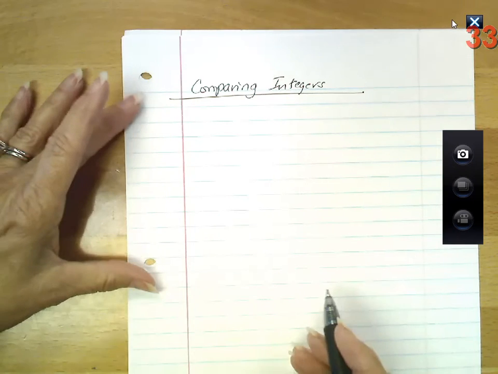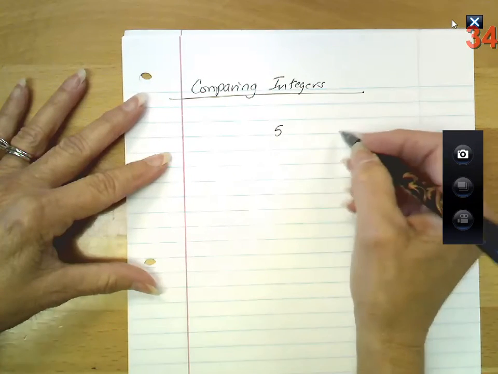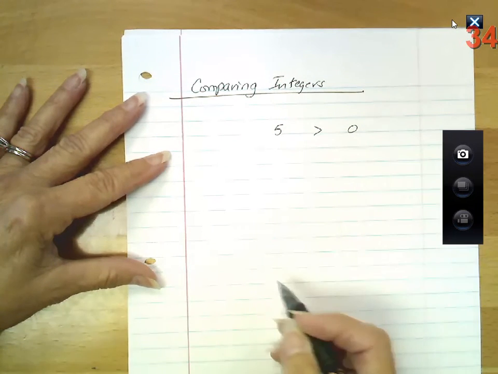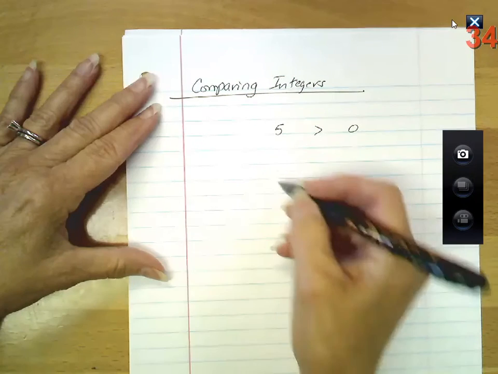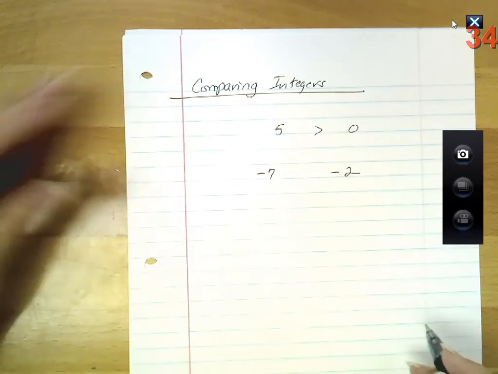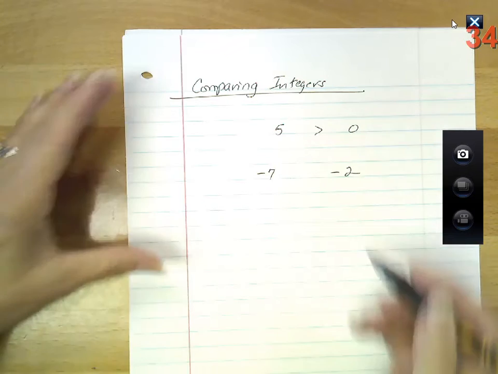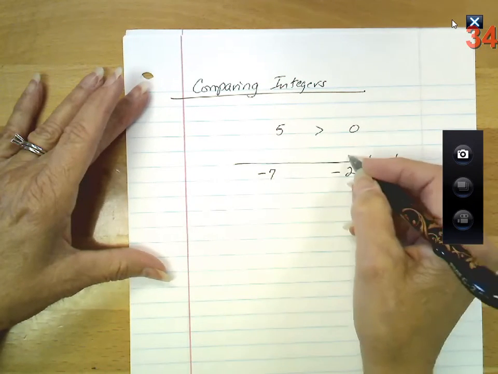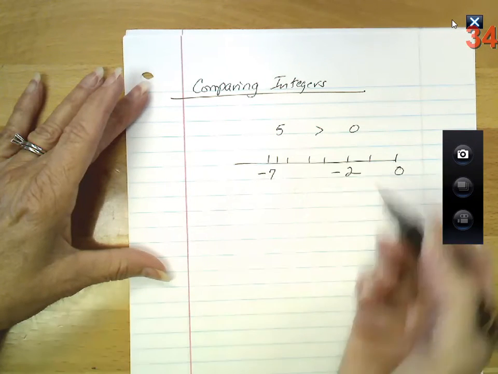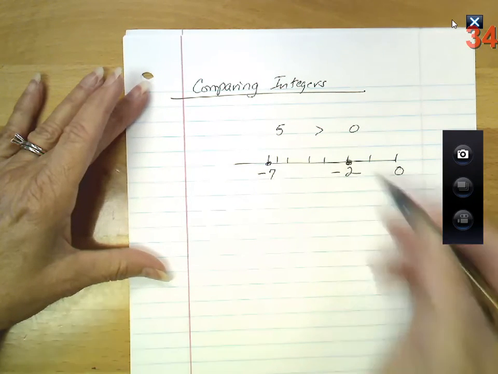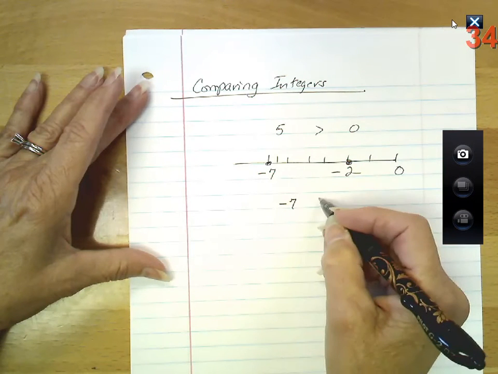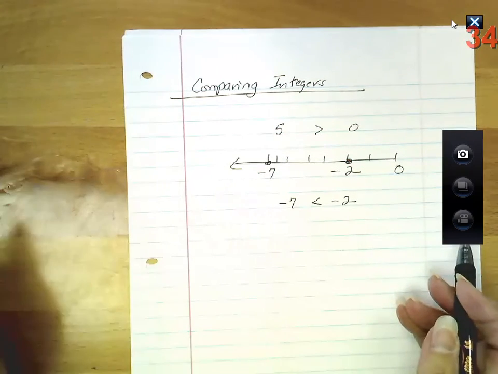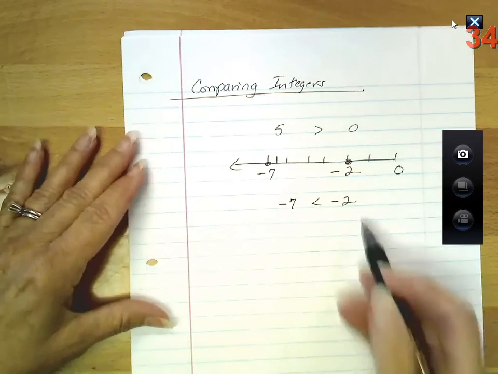Okay, now when you're comparing integers, if you have like a 5 and a 0, you naturally know that 5 is bigger than 0, okay? Because you just know that. But if you have something like a -7 and a -2, sometimes that gets a little confusing. But if you think about where these are on a number line, like here's 0, -1, -2, 3, 4, 5, 6, 7. Okay, here's -7, here's -2. -7 is less than -2. Okay, it's further to the left or it's a smaller number, so it's less than -2.